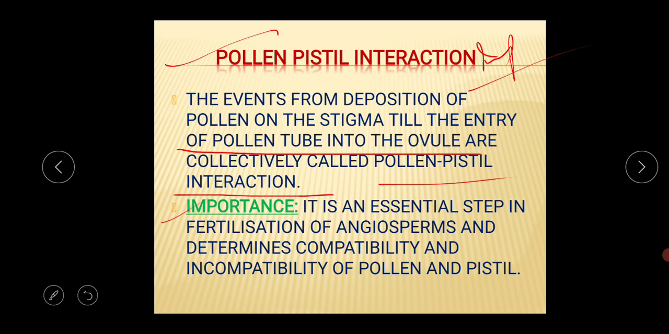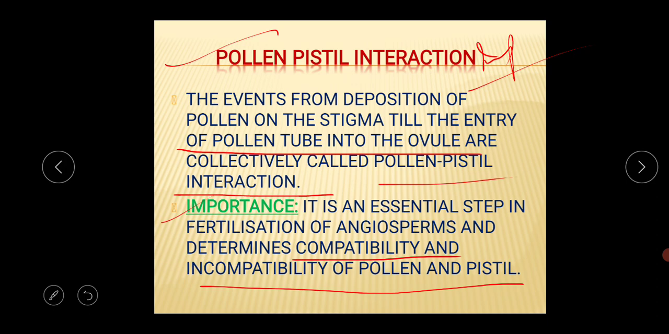So what is the importance of this pollen pistil interaction? If suppose this pollen pistil interaction does not take place in the flowering plant's body, then what will be the consequence? The basic importance of this phenomenon is that it is an essential step in fertilization of the angiosperm body and determines the compatibility and incompatibility of pollen and pistil. So what is the meaning of compatibility and incompatibility?